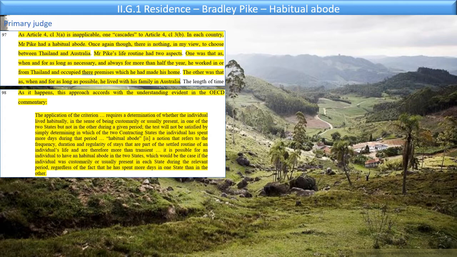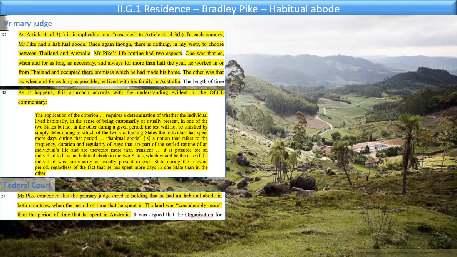So the judge was very clear here, but Mr. Pike disagreed. These were both cases by the Federal Court of Australia, but the first one was with one judge. The second, the appeal, was with 3 judges. Mr. Pike contended that the primary judge erred in holding that he had an habitual abode in both countries when the period of time that he spent in Thailand was considerably more than the period of time that he has spent in Australia. So Mr. Pike's lawyers at least say you got to count the days, in spite of the fact that the judge quoted the OECD saying very clearly that you don't have to, right?